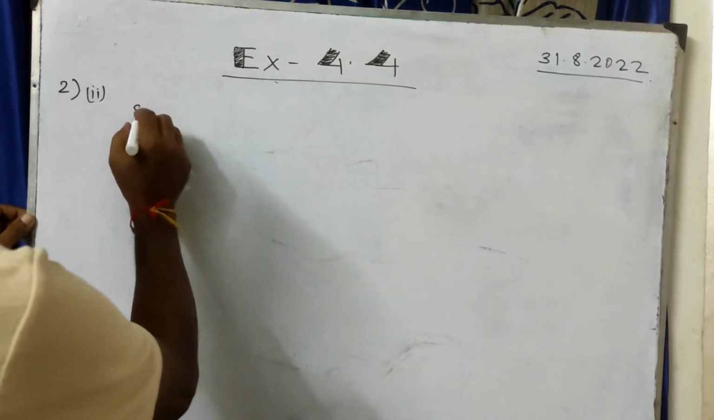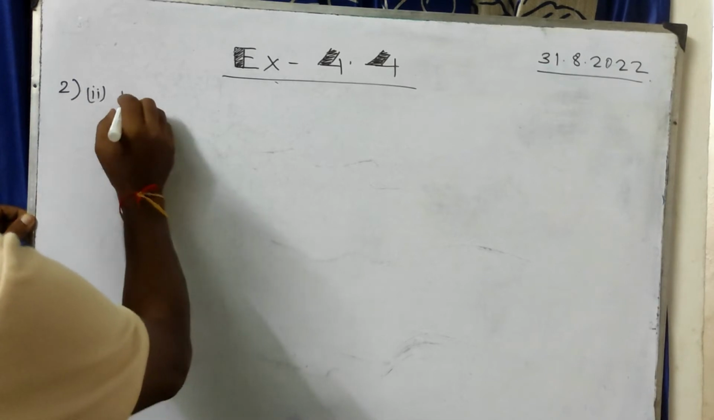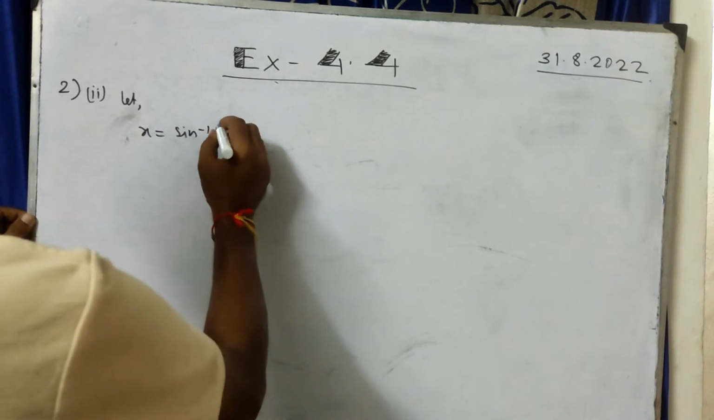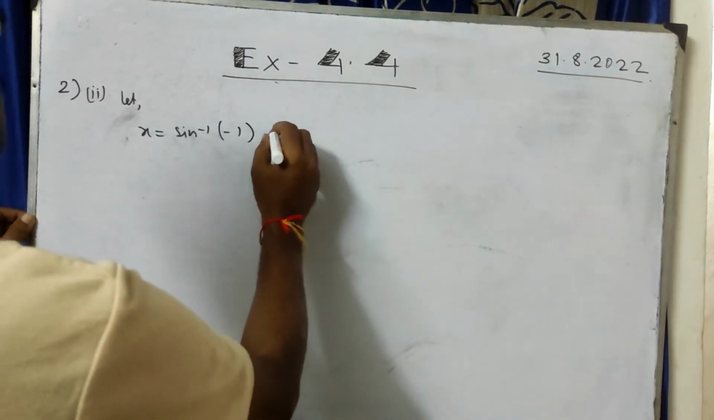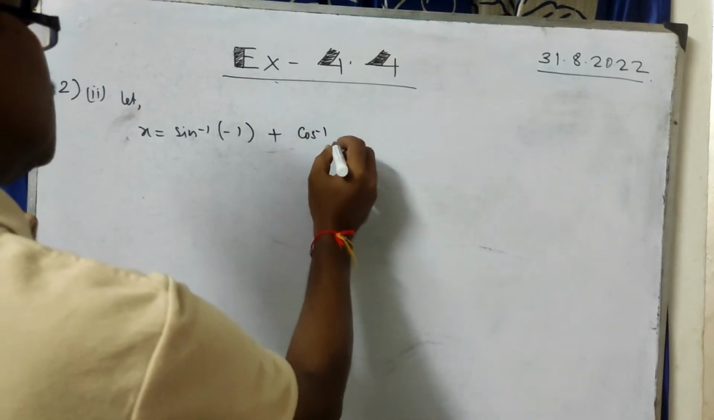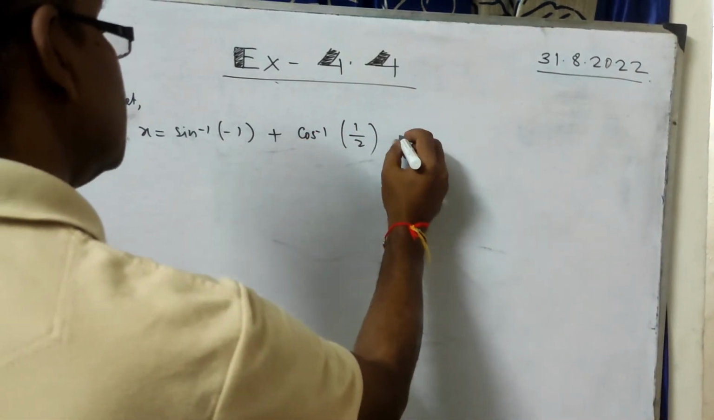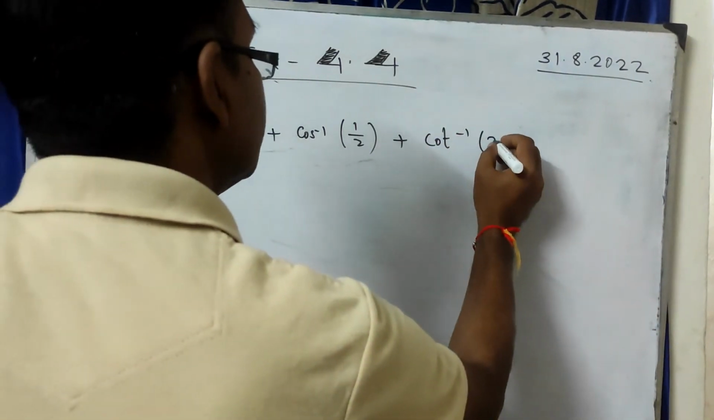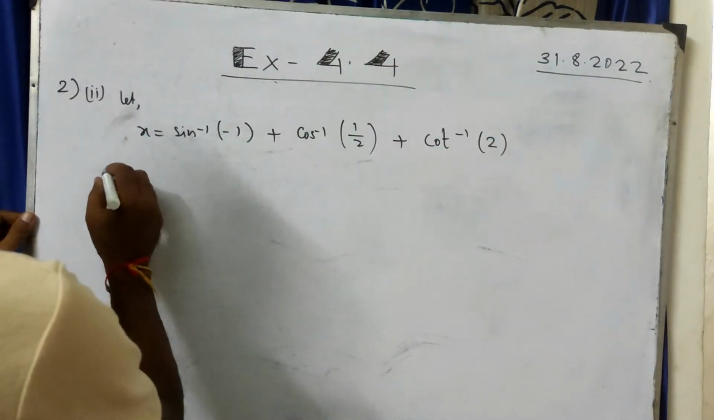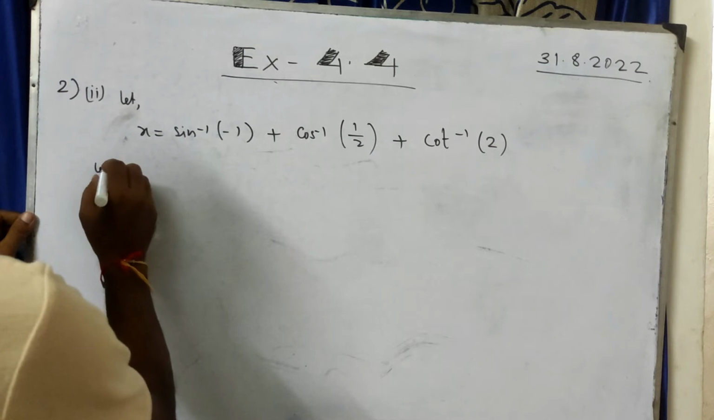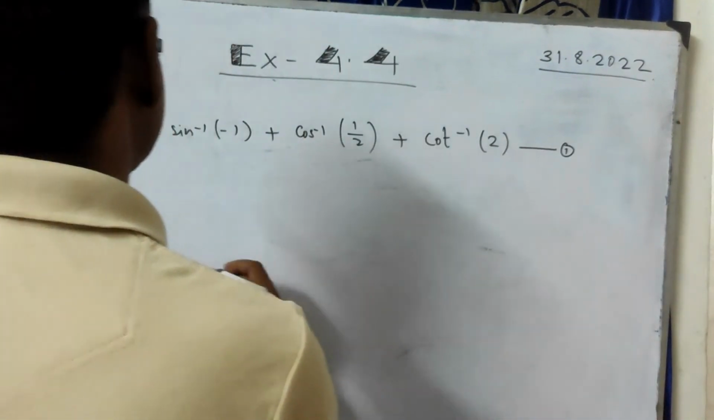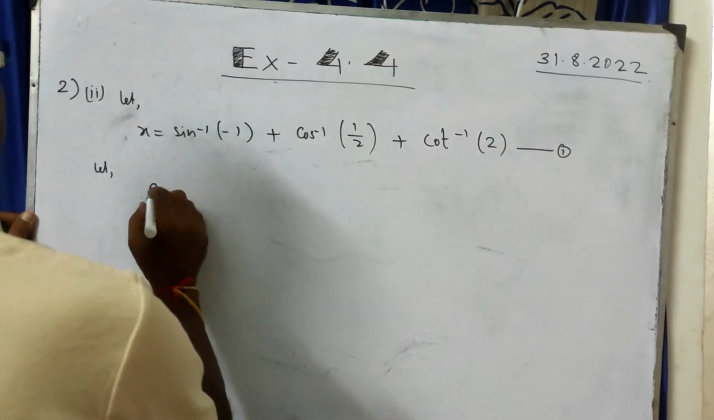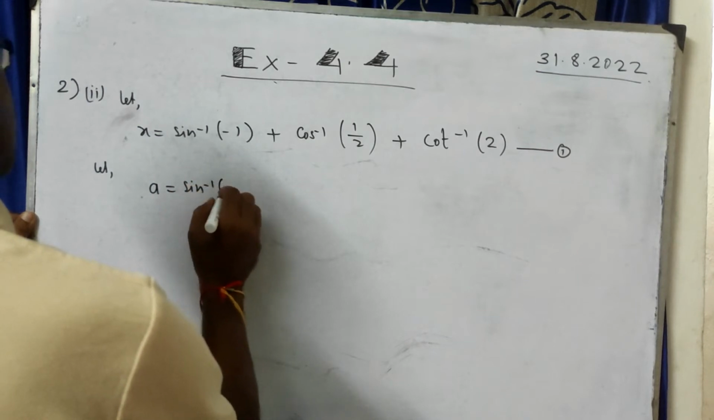Let x is equal to sin inverse of minus 1 plus cos inverse of 1 by 2 plus cot inverse of 2. Okay. So let this be equation number 1. Let a, the small a, is equal to sin inverse of minus 1.